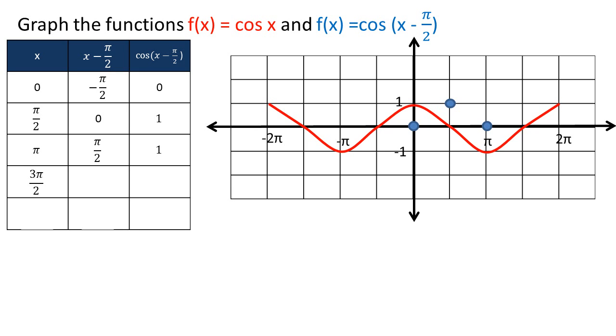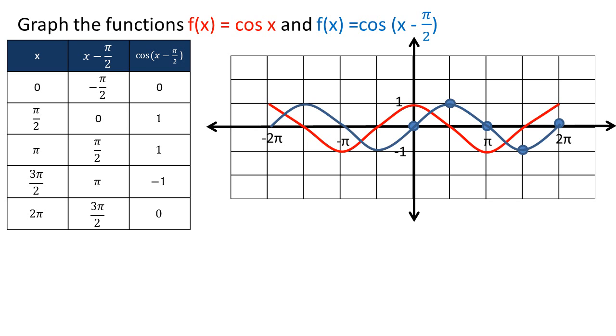3 pi over 2 minus pi over 2 is pi. Cosine of pi is negative 1. Negative 1 plus 1 is... I'm sorry, negative 1. So we have 3 pi over 2 and negative 1. And then finally we have 2 pi. 2 pi minus pi over 2 is 3 pi over 2, and the cosine of 3 pi over 2 is 0. So I plot 2 pi, 0.